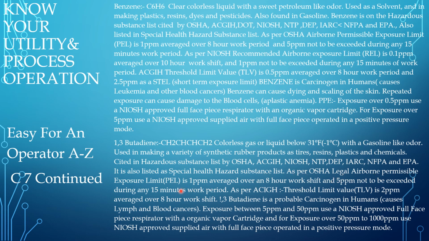The legal airborne permissible exposure limit, PEL, is 1 ppm averaged over an 8-hour work shift, and 5 ppm not to be exceeded during any 15 minute work period. As per the ACGIH threshold limit value, TLV is 2 ppm averaged over an 8-hour work shift. 1,3-butadiene is a probable carcinogen in humans. It causes lymph and blood cancer.